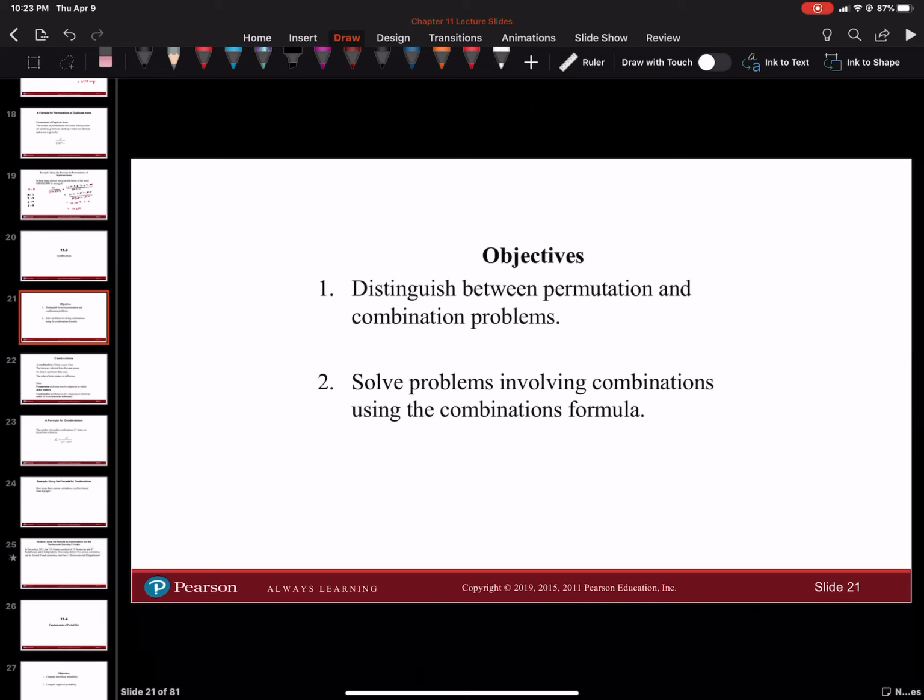So our objectives for today are to distinguish between permutation and combination problems, and solve problems involving combinations using the combinations formula.